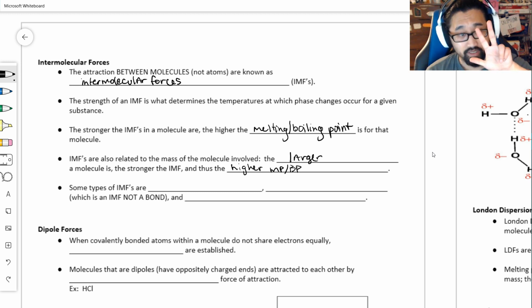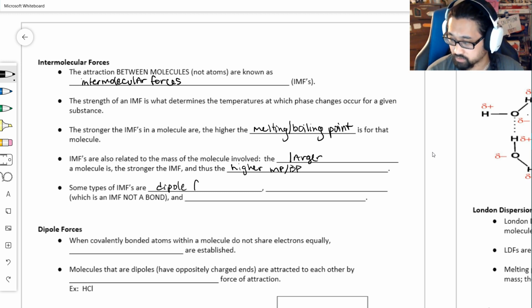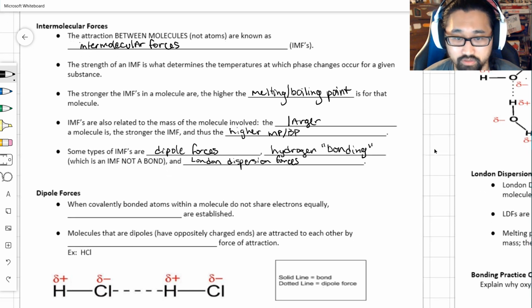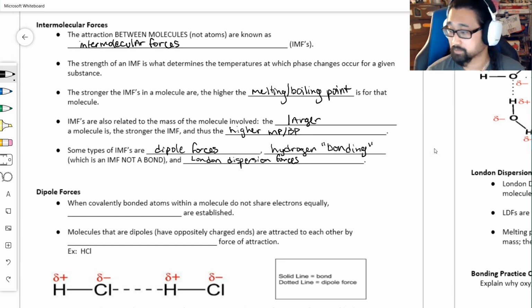There are three kinds of IMFs that we'll talk about, and they're the three titles. Dipole forces. Hydrogen, I want you to be careful writing this. Bonding, those quotation marks are intentional. And London dispersion forces. Now, I'm going to break these down into kind of simpler versions of what you see.